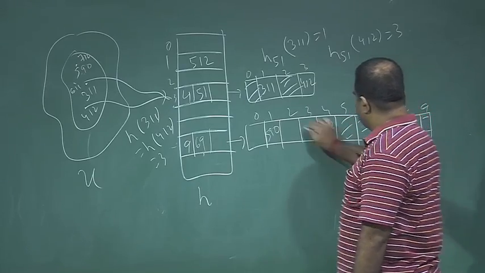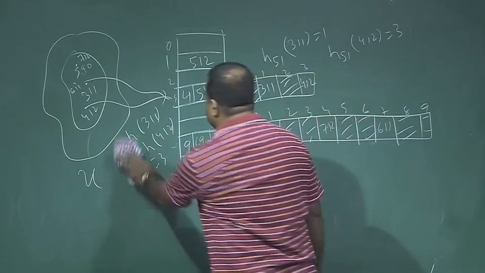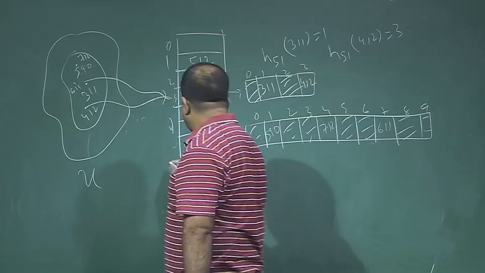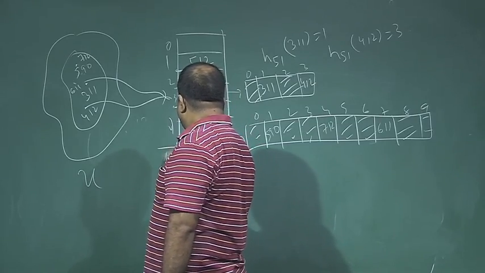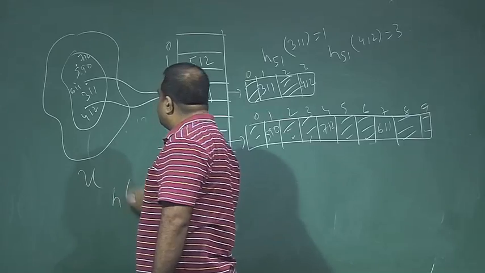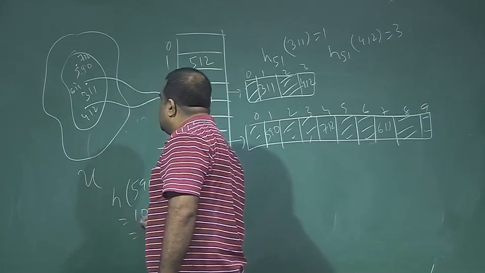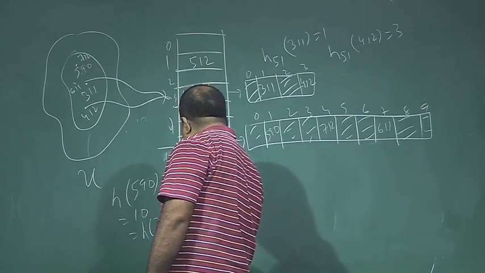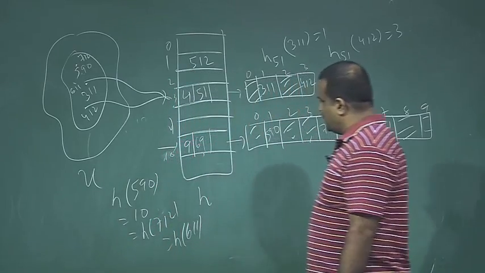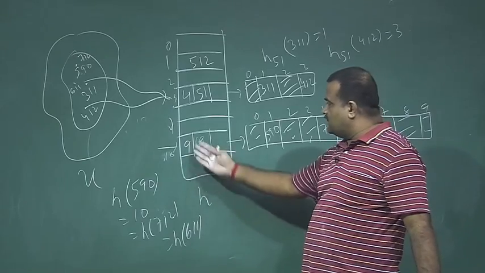Okay. So, these are all empty. That means at the first level all these points are colliding here. Say this is a 10 slot. So, h of 590 is equal to 10, is equal to h of 712, is equal to h of 611. These are colliding. So, three keys are colliding here. This is in the first level.